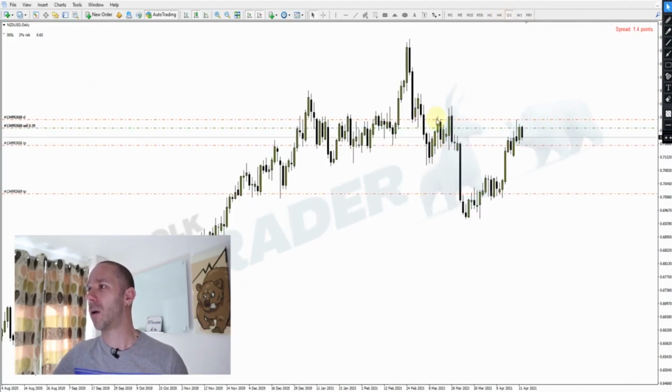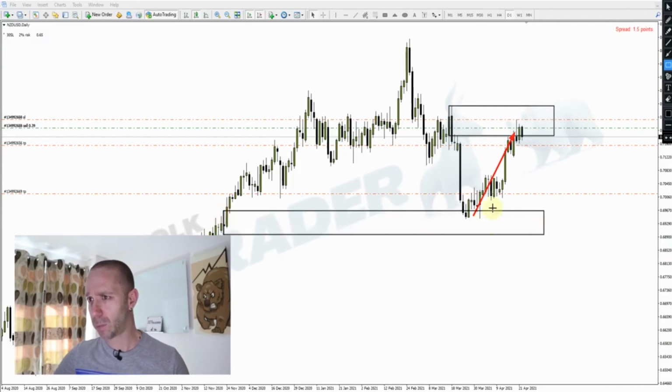Let's go to a daily time frame. What is a daily time frame showing me? We had this big drop down, we had this area of supply, and we've had the market now rally back up. Where's our area of demand? Well, this is our area of demand. We have this area of demand here, rally base rally.